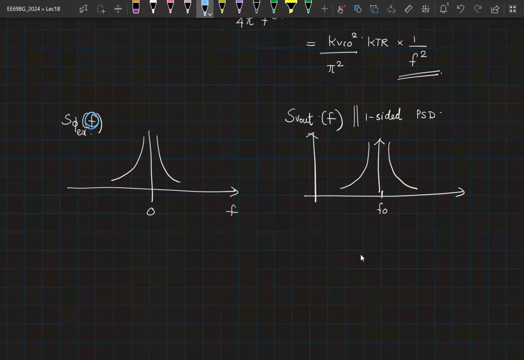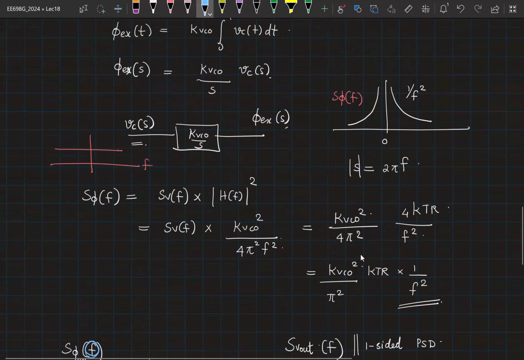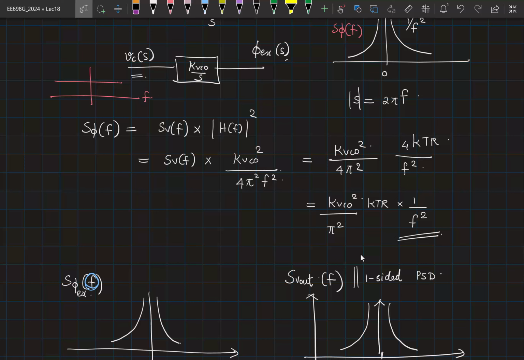Because the operating point phase, we know, is going to increase linearly, omega naught t. So what would that S phi total of f look like if we try to plot it? That is a ramp signal plus some random signal. The total phase is a ramp plus a random signal, right? Because one of the quantities is random, you will still have to look at its PSD. So you have to look at the PSD of the ramp, and to that you add the PSD of the excess phase.